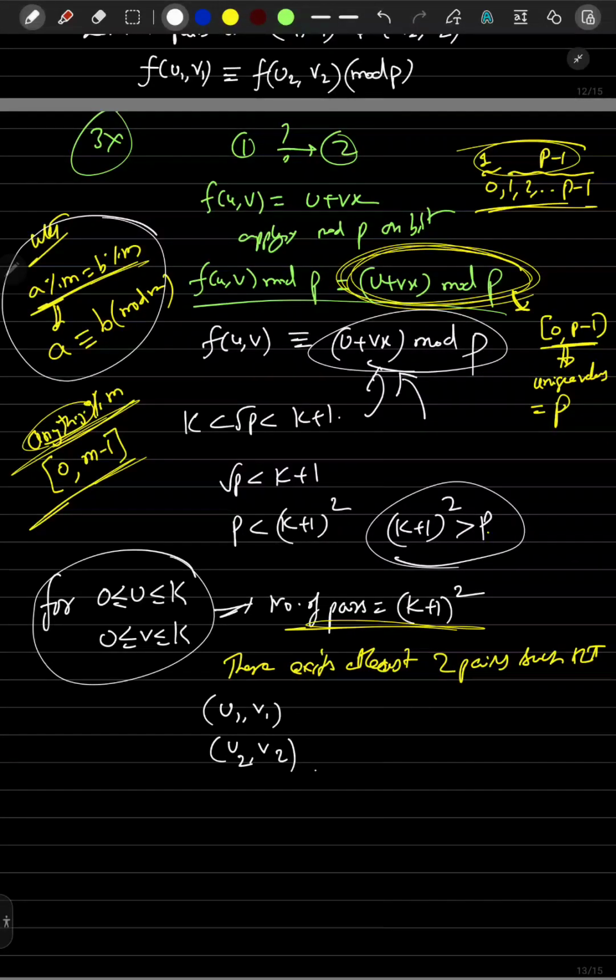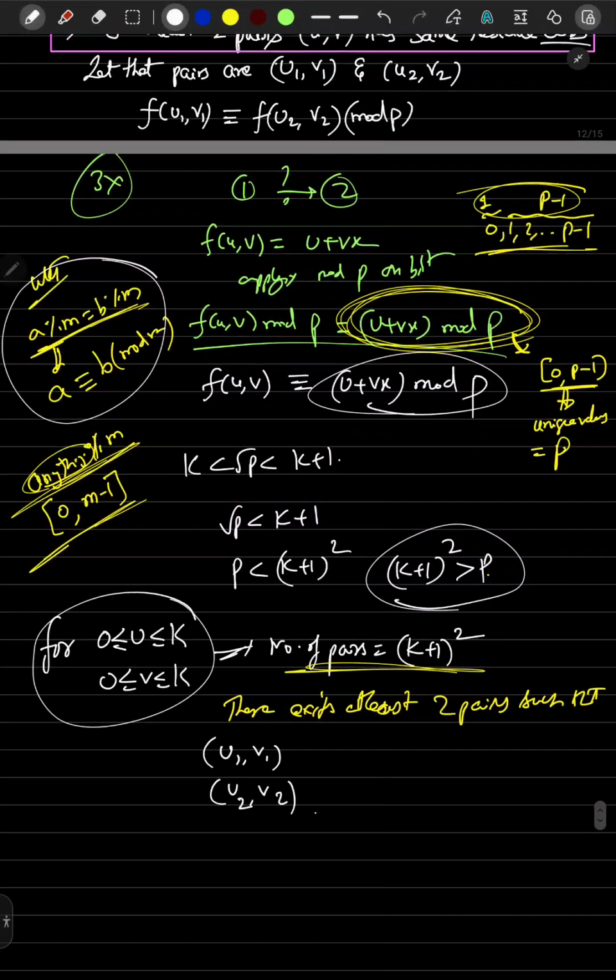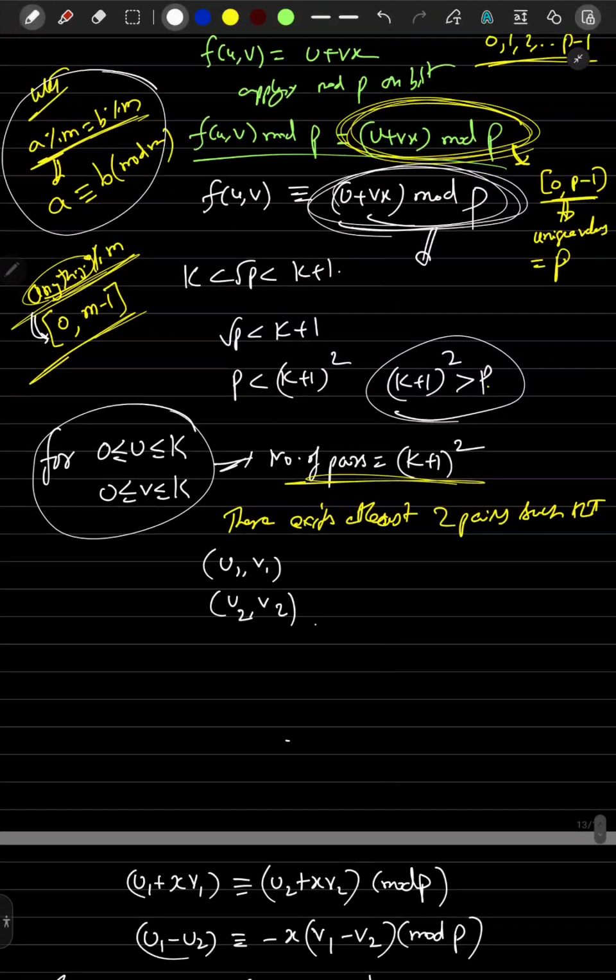I'm saying that the number of unique values possible from this, 0 to p minus 1, is p values. The number of pairs which can be given to this function is (k plus 1) whole square, which is greater than p. One more doubt: it is k plus 1 into k plus 1, whole square, yes, right? Like that it came. Okay.